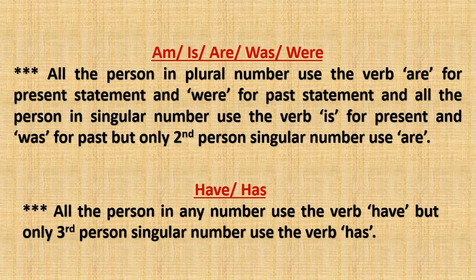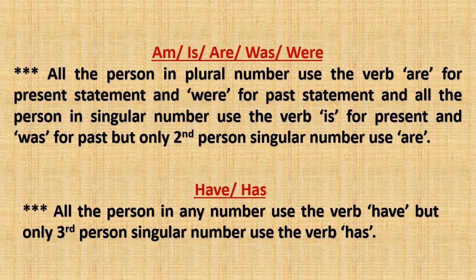We'll start from the verbs am, is, are, was, were. So the rule of using am, is, are, was, were is that all the persons in plural number use the verb are for present statements and were for past statements, and all the persons in singular number use the verb is for present and was for past statements, but only second person singular number uses are and accordingly were to make it past.